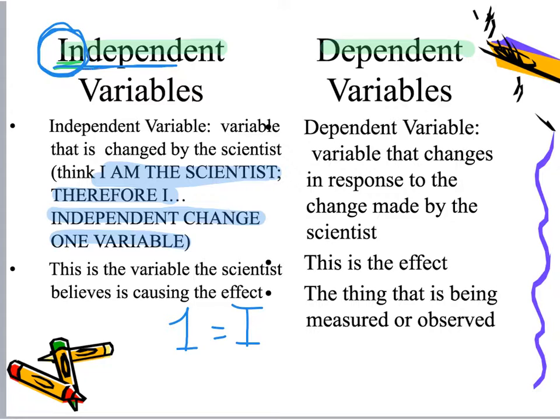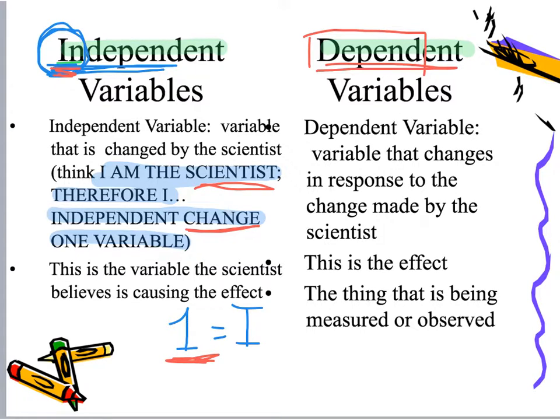Remember, it's the one that is changed by the scientist. And I am the scientist, therefore I independently change one variable. Now the dependent variable, this is the other variable. Okay, so the dependent variable, this word right here, depends or is responding to the change that is made by the scientist. Okay, so the independent variable, I independently change one variable.